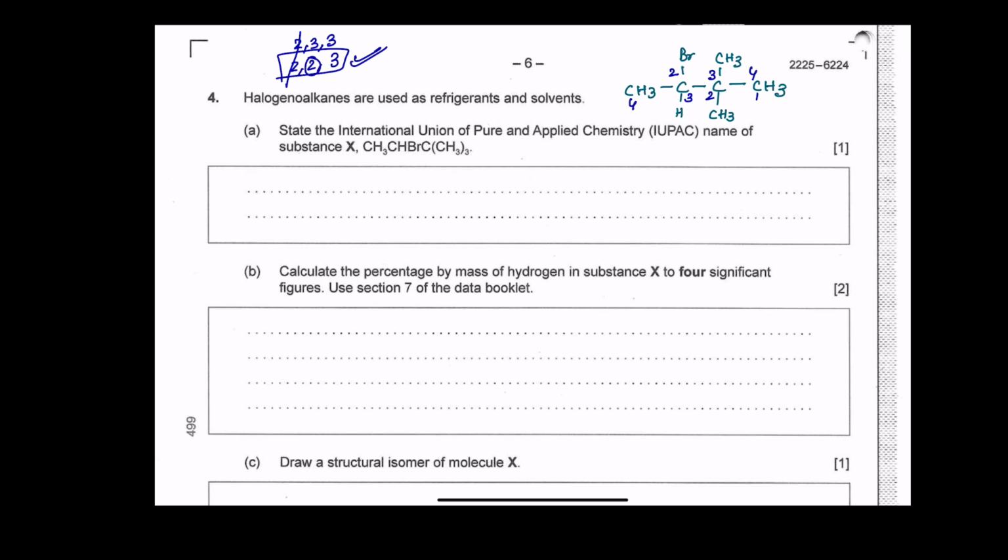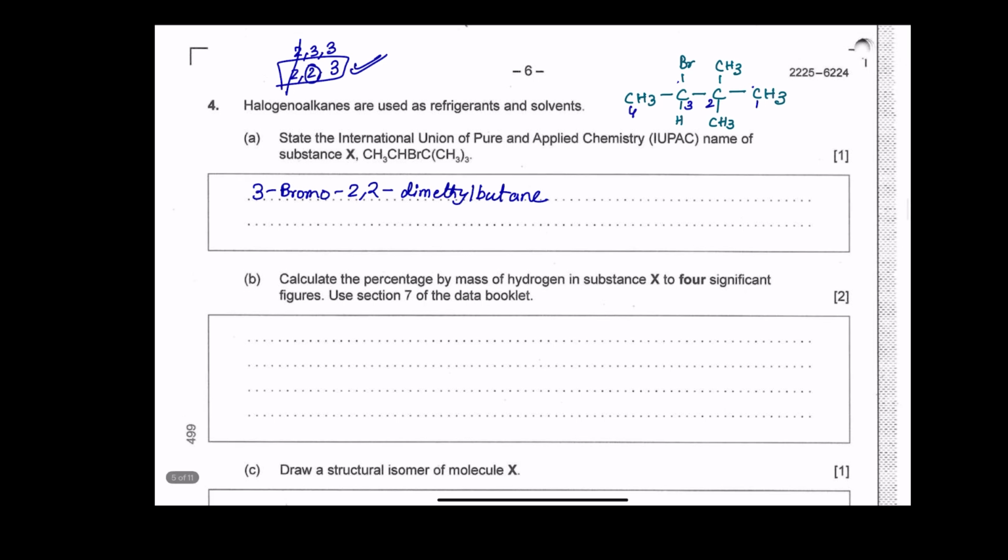The first one would not be correct, so I'll just remove it. Now to write the name, we'll write the substituents in alphabetical order. So it's 3-bromo, then 2,2-dimethyl. Main chain is 4 carbons, so but-, and all single bonds, so -ane. 3-bromo-2,2-dimethylbutane. That's the IUPAC name of this structure.